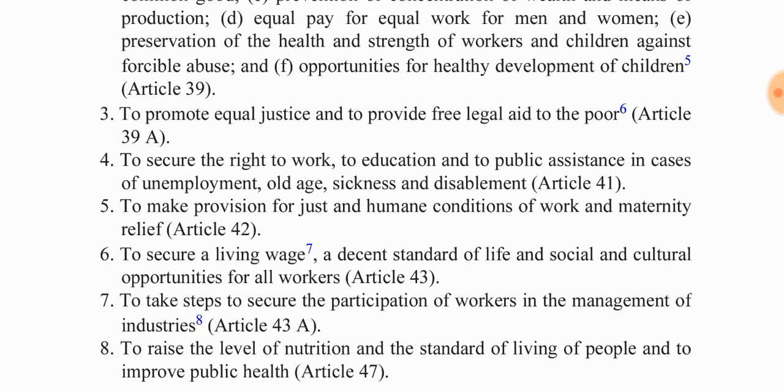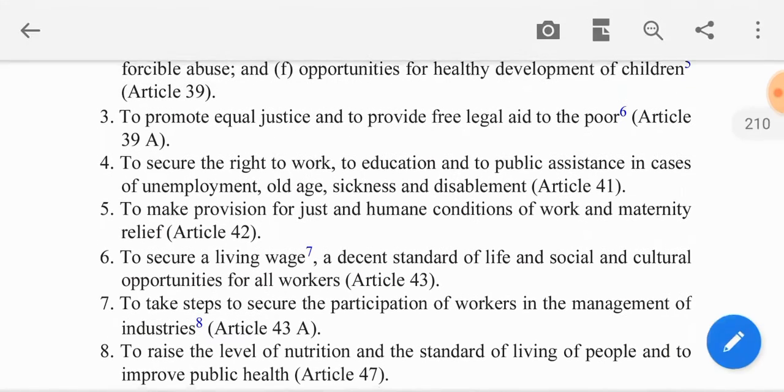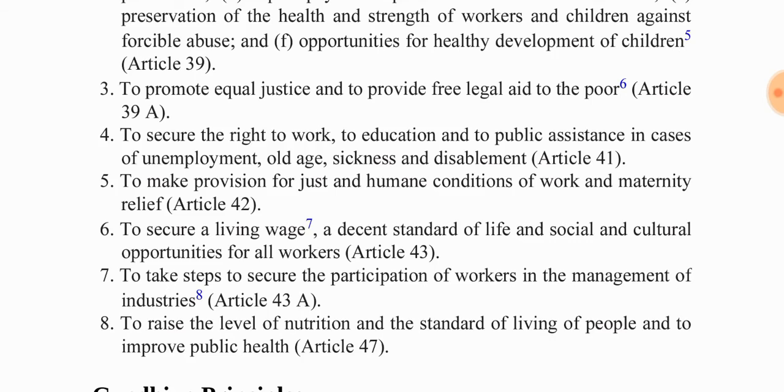And the other important idea in Socialistic Principles is to take steps to secure the participation of workers in the management of industries as in Article 43A, and the last one is to raise the level of nutrition and the standard of living of people and to improve public health as in Article 47. So I hope it's not necessary to explain all these things as these are the articles. So you should refer to the textbook, or you can just pause the video and read these articles, because it's such a waste of time.